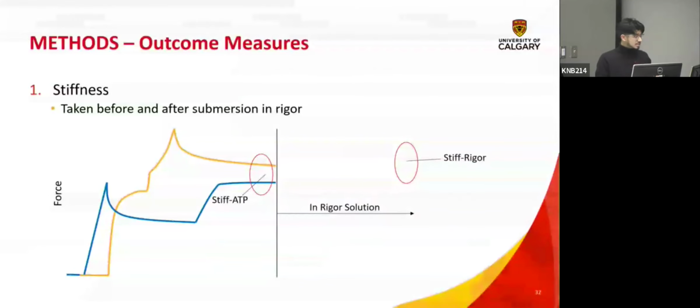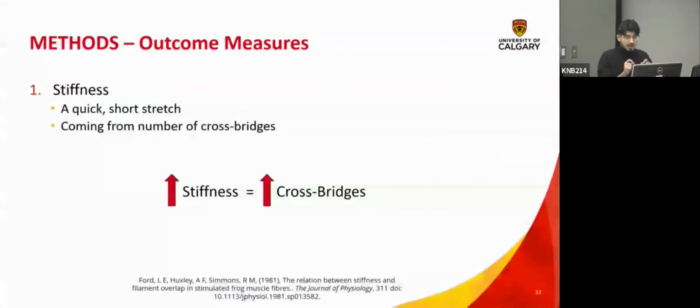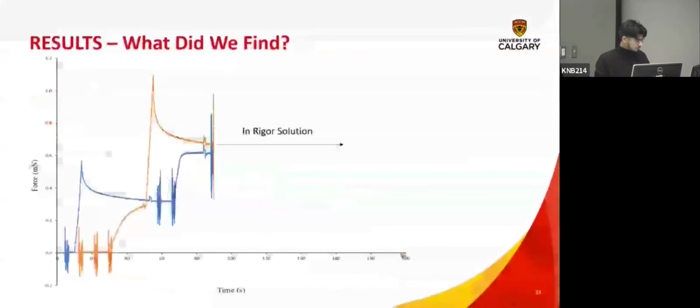For quick context, a stiffness test is a very quick and short stretch that is done on the fiber, and it is done in order to try and identify the number of cross bridges. The logic goes somewhat as follows. The resistance that you feel when you do a very quick and small stretch within a fiber will primarily be dictated by the number of cross bridges. So a greater stiffness measurement will then mean that you have more cross bridges attached in that moment of time.